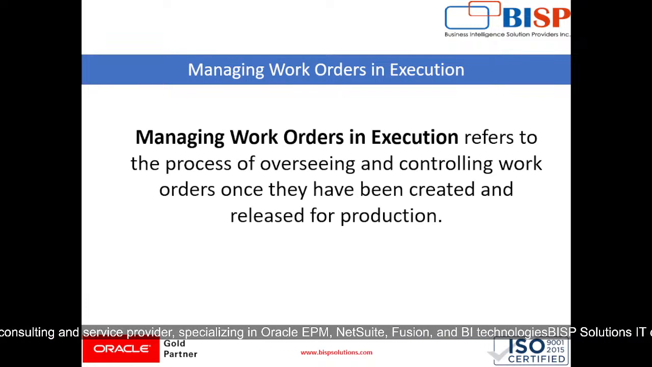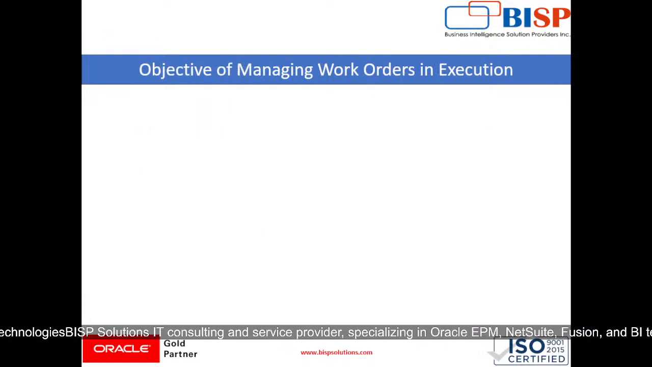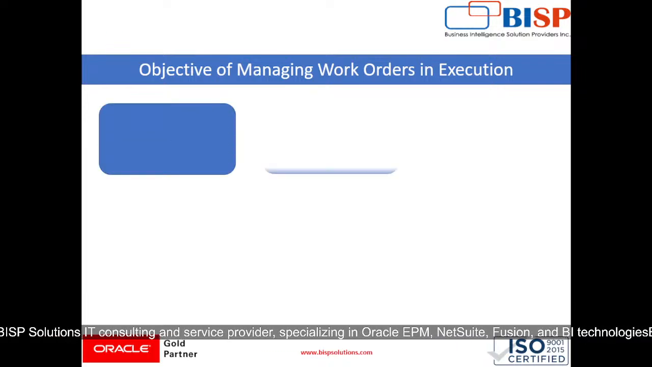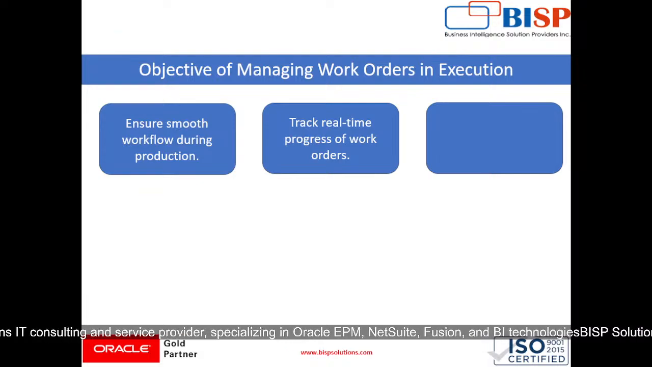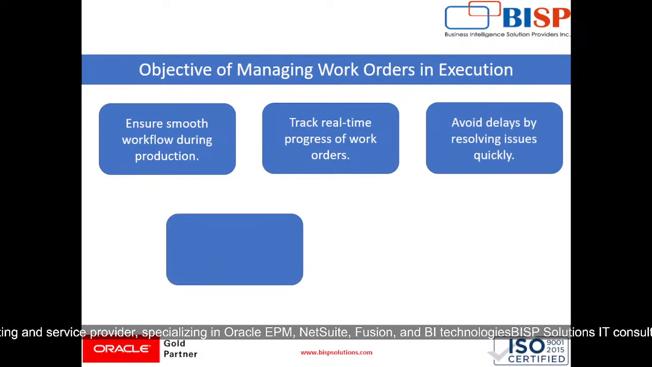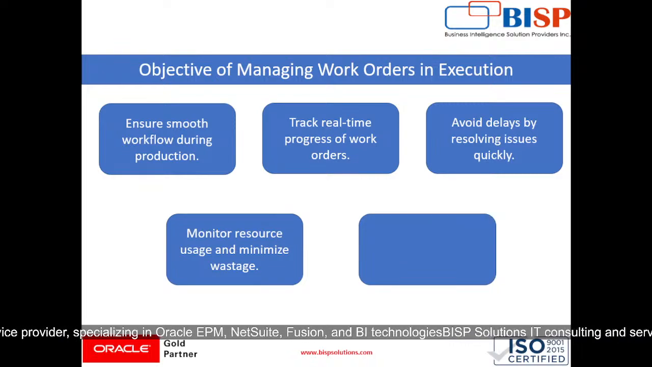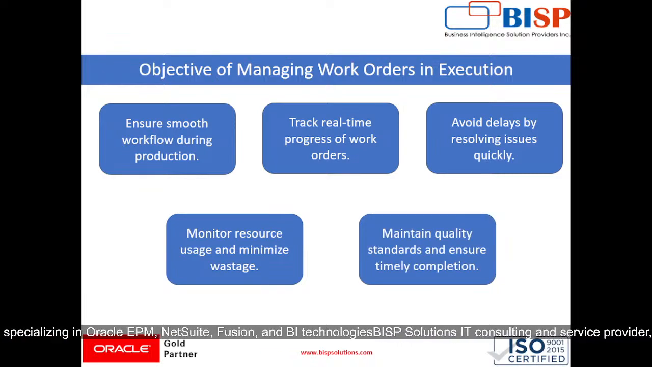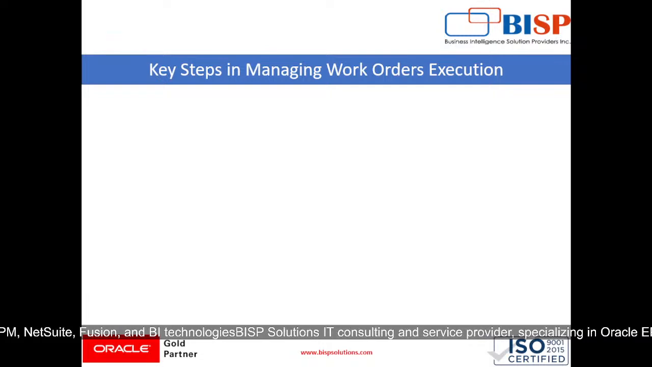Managing work orders and execution refers to the process of overseeing and controlling work orders once they have been created and released for production. It involves tracking the status, assigning resources, monitoring progress, and ensuring timely completion of the work order while maintaining quality standards. The objective of managing work orders and execution is to ensure smooth workflow during production, track real-time progress of work orders, avoid delays by resolving issues quickly, monitor resource usage and minimize wastage, and maintain quality standards and ensure timely completion. So, key steps in managing work order execution.